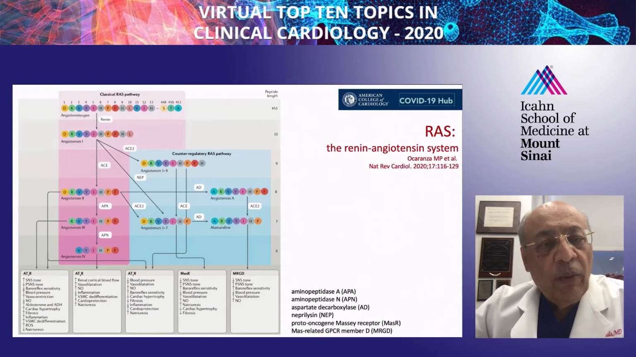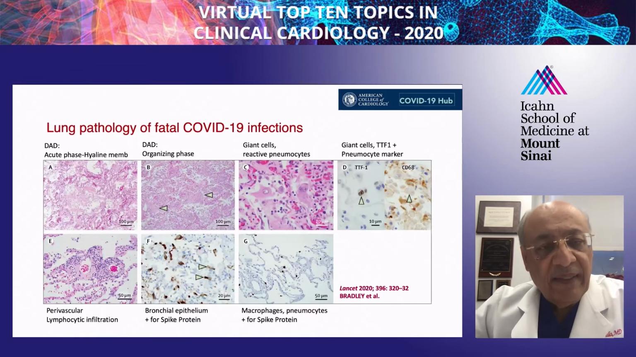However, now we know that if the angiotensin receptor blockers are used, the angiotensin 2 remains unused and is converted more towards angiotensin 1,7. So it is in fact a diversion towards a more favorable side of the renin-angiotensin system. That is why it is suggested that we should not be changing the ACE inhibitors or angiotensin receptor blockers in the patients who develop the COVID disease.